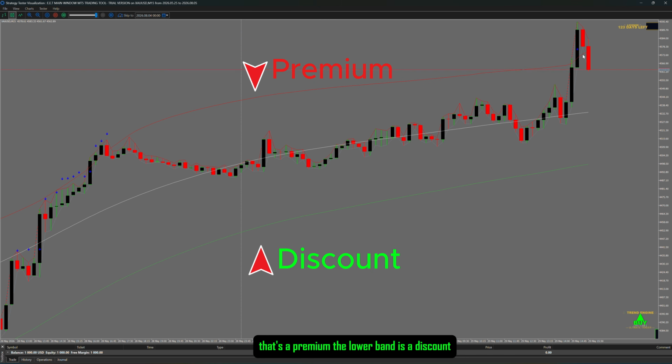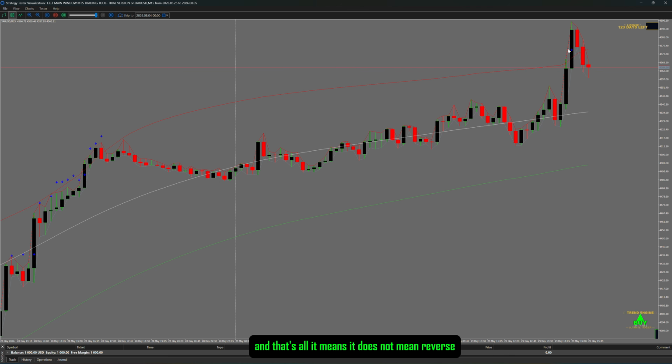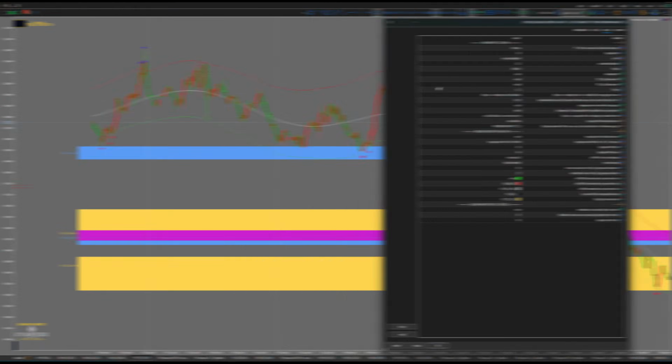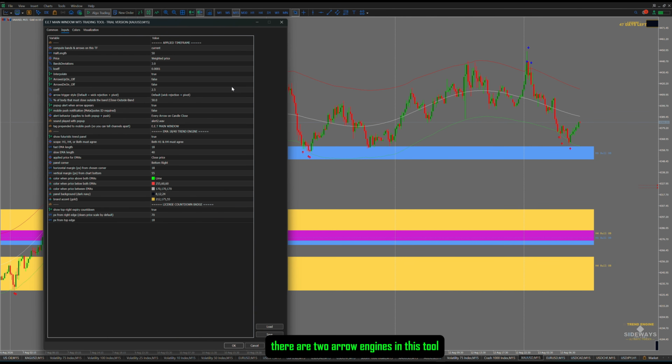The lower band is a discount. And that's all it means. It does not mean reverse. Which brings us to the arrows. There are 2 arrow engines in this tool and most of you have never touched the drop down. They behave completely different. Pick the wrong one for your strategy and you'll think the tool is broken.